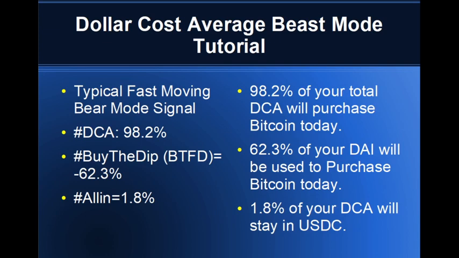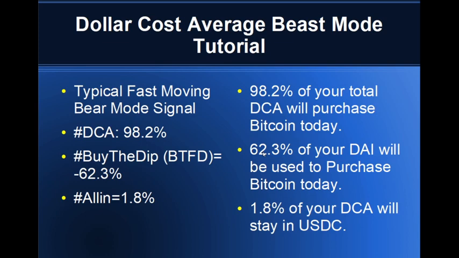So, moving on to the all-in signal at 1.8%. So 1.8% of your DCA will stay in USDC. Now, if you'll notice, the 98.2% and 1.8%, that's your DCA. And then the 62.3%, that is coming out of your DAI. That is not part of your DCA. When this is negative, you're purchasing with DAI. You're not purchasing with USDC. So, hope I made that clear.